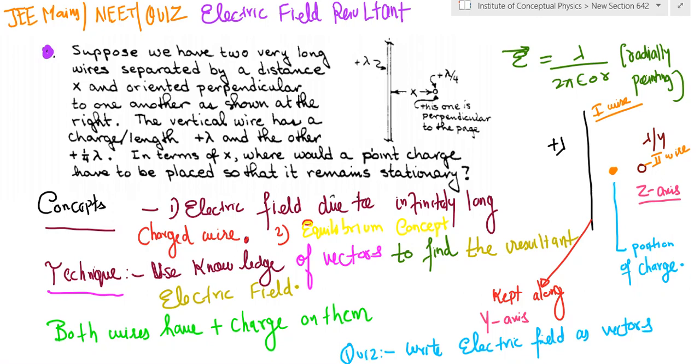So welcome to this video on resultant electric field. Now if you see this numerical problem, it is from electrostatics and pertains to the electric field due to an infinitely long charged wire. तो इस प्रॉब्लम के अंदर दो वायर्स हैं बट दोनों वायर्स एक दूसरे के परपेंडिकुलर हैं और आपको एक पोजीशन निकालनी है जहाँ पे कोई पॉइंट चार्ज के ऊपर नेट रिजल्टेंट फोर्स ज़ीरो लगेगी.